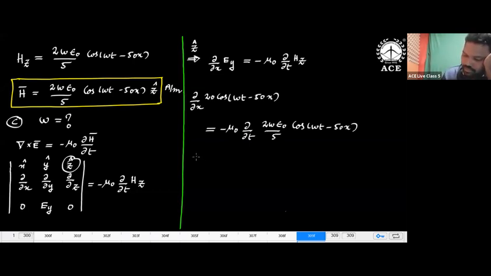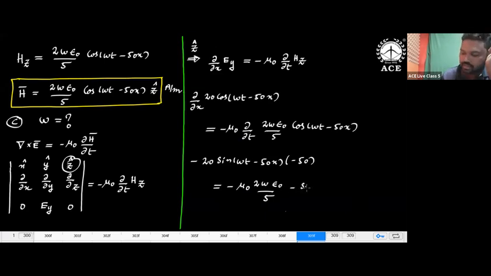Differentiate this one beta. Here it is minus 20 sin omega T minus 50x into minus 50, which is equal to minus mu naught into 2 omega epsilon naught divided by 5. Here it is sin beta. Minus sign. One more minus sign, omega T minus 50x into omega. Yes. So how this will be modified? Sign on left side and sign on right side will cancel out. Here it will become 20 into 50, which is equal to mu naught epsilon naught into omega square 2 by 5 beta.